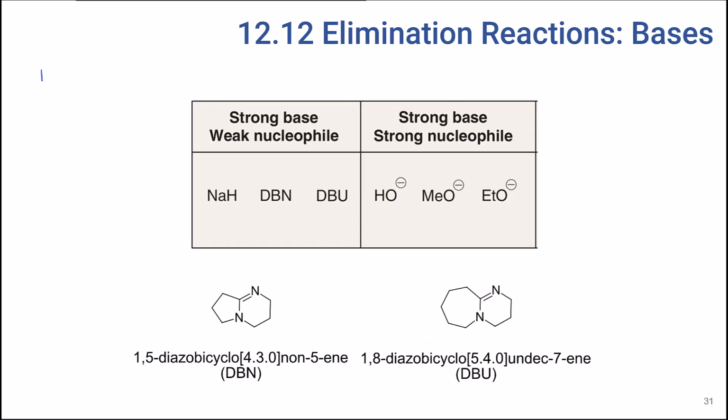The driving force for an elimination reaction is the base. So these in the box here are our best bases because they act as a strong base and are very weakly nucleophilic, so we're not going to get mixtures. So we have NaH, DBN, and DBU, whereas this other box has strong bases that are also strong nucleophiles, so these will result in a mixture. You are not responsible for the structures of DBN or DBU, but do know that if you see these acronyms, these are bases.